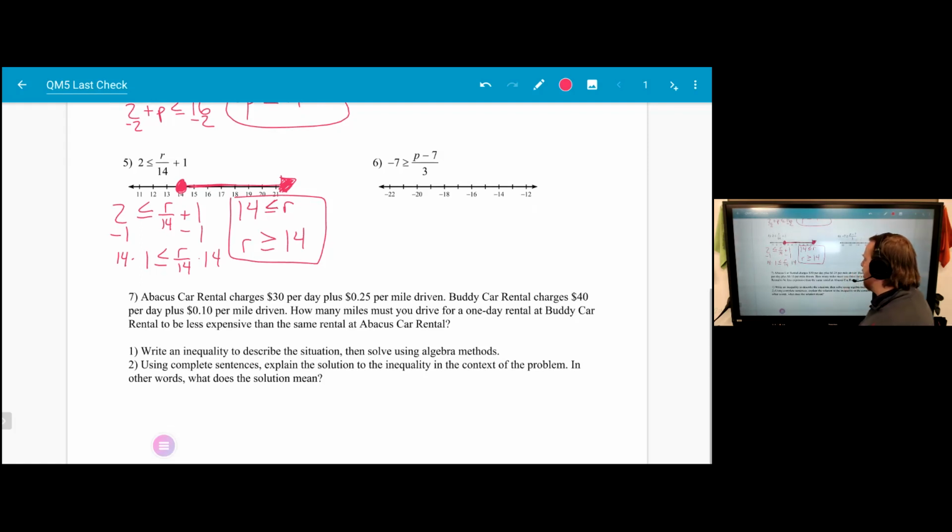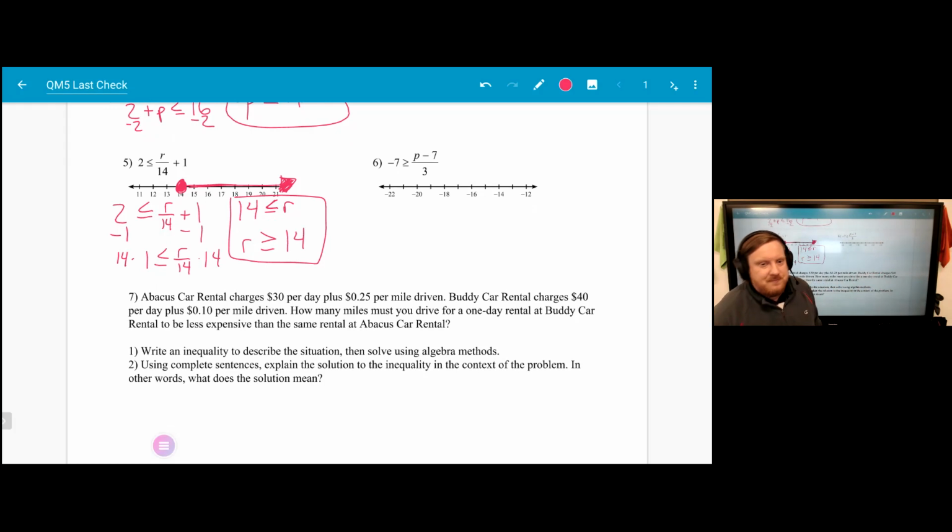Let's go ahead and look at number 7. Abacus Car Rental charges $30 per day plus 25 cents per mile driven. Buddy Car Rental charges $40 per day plus 10 cents per mile driven. How many miles must you drive for a one-day rental at Buddy Car Rental to be less expensive than the same rental at Abacus Car Rental?